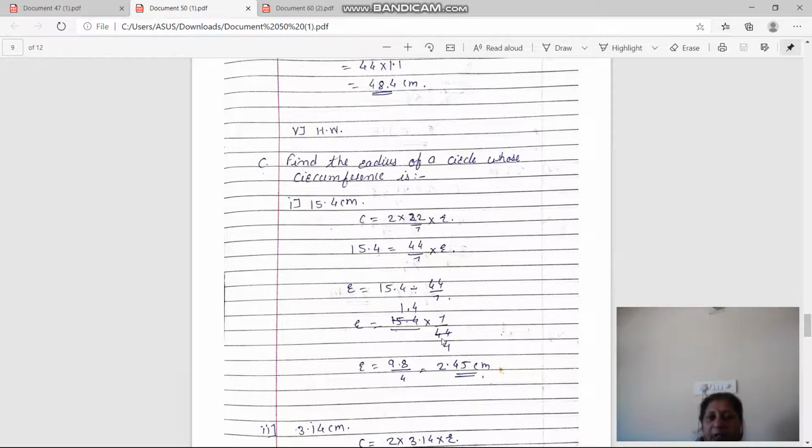Everyone understand how it is? This is division. Now we convert it into multiplication and we have to take the reciprocal of this fraction. That is 44 upon 7 becomes 7 upon 44. Get it? Okay. Now see division, 11 4 the 44 and here 11 1 the 11, decimal 11 4 the 44. Okay. So 1.4 multiplied by 7 divided by 4. So 9.8 divided by 4. So it is 2.45 centimeter.